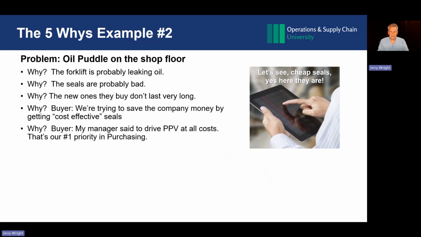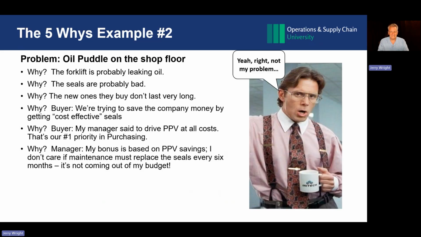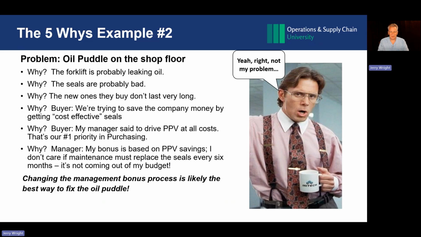And so we do. We go to the manager and they say, hey, my goal is to drive purchase price variance, or basically cost savings at all costs. That's our number one priority in purchasing. And then we say, well, why is that your number one drive or number one goal in purchasing? And the manager says, well, my bonus is based on PPV savings. I don't care if maintenance has to replace the seals every 6 months. It's not coming out of my budget and I'm not measured that way. So we find out, yep, it's a management problem. So changing the management bonus process is likely the best way to fix the oil puddle.